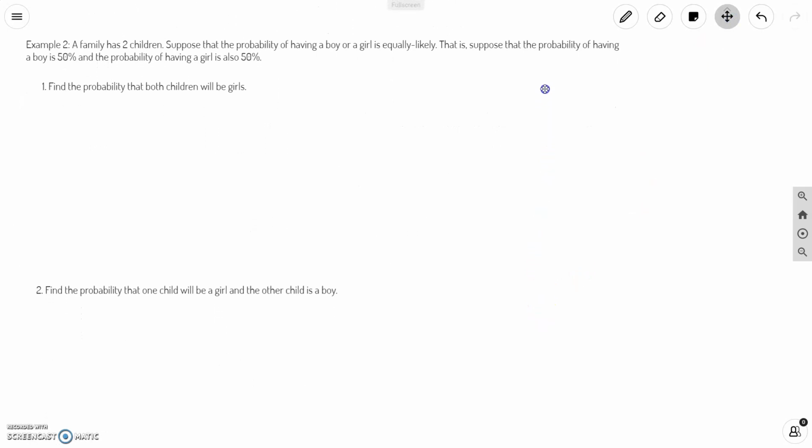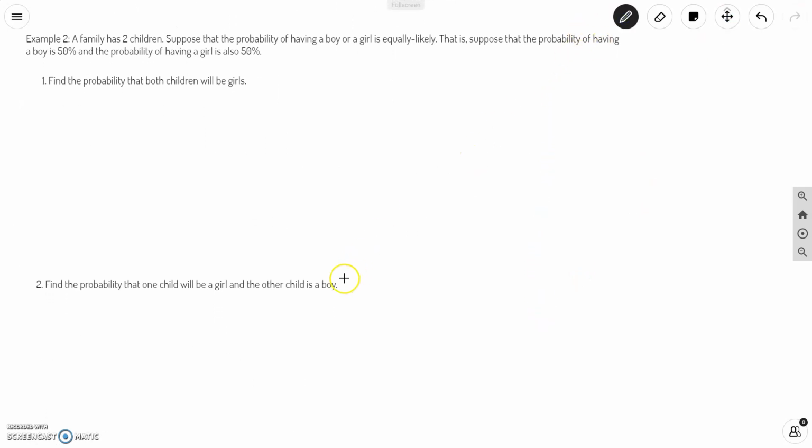So these are some fairly simple examples, but moving on to this next example, it's going to get a little bit more complicated. Here, we're stating that a family has 2 children. Suppose that having a boy or a girl is equally likely. That is, suppose that the probability of having a boy is 50%, and the probability of having a girl is also 50%. So here, we know that this problem is equally likely because it's stated specifically. We want to find the probability that both children will be girls.